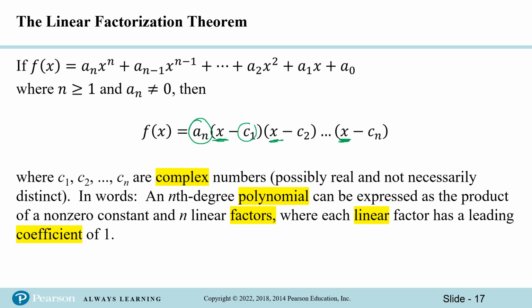And these numbers right here could be real or complex, is what it's saying. Doesn't necessarily have to be real, doesn't necessarily have to be complex. It could be a combination of both. And there's going to be n factors. So if we have x to the 5th power, you have to have 5 factors. Again, some of them could be complex.